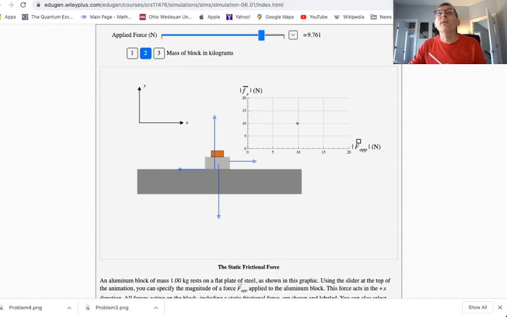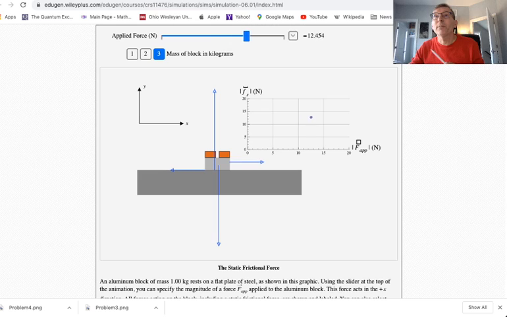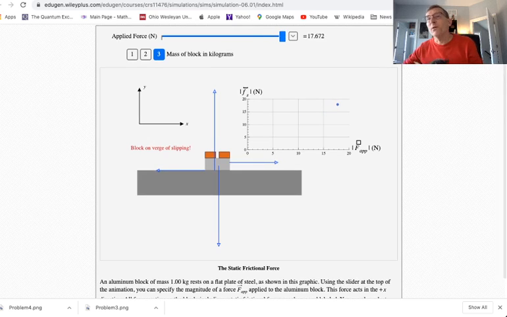Now let's take away the applied force, and now let's triple the mass of the block compared to the initial value. And applied force, bigger, bigger, bigger. Now we're on the verge of slipping, okay? And now we have to go up to 17.67 newtons. Actually 17.95, I haven't pulled it all the way over. That's triple what Fs max was at the beginning.